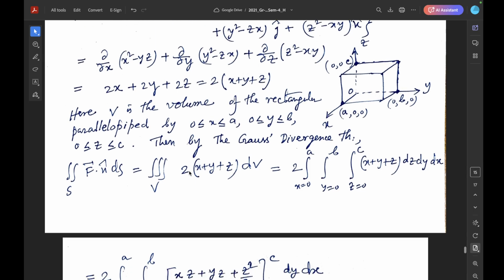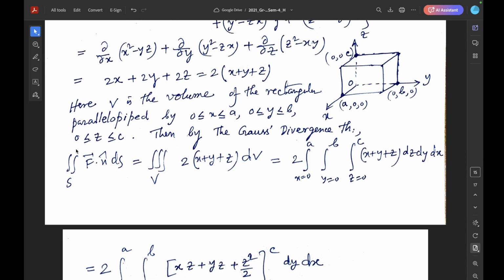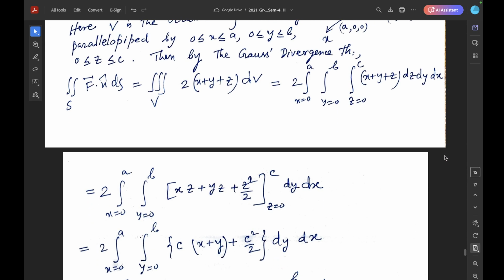Then by Gauss divergence theorem we get this surface integration, which actually equals the volume integration of 2 into x plus y plus z into dv. So 2 into the limits x equal to 0 to a, y equal to 0 to b, z equal to 0 to c, x plus y plus z dz dy dx. So integrating with respect to z, we get xz plus yz plus z square by 2, z equal to 0 to c limit, dy dx.